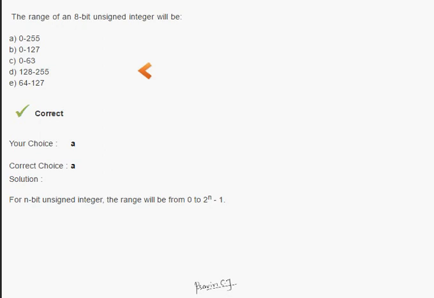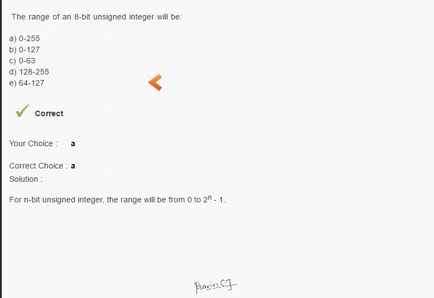The answer to this question may be yes, but I don't know. So for this question, the range of an 8-bit unsigned integer is 2 to the power 0 to 255. If the question is regarding 16-bit, you may choose 2 to the power 16 minus 1. Okay, ranges.